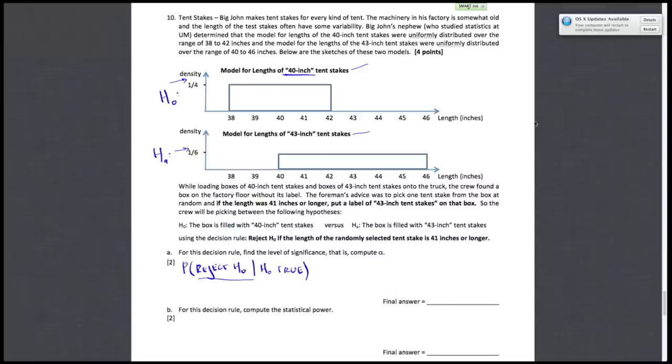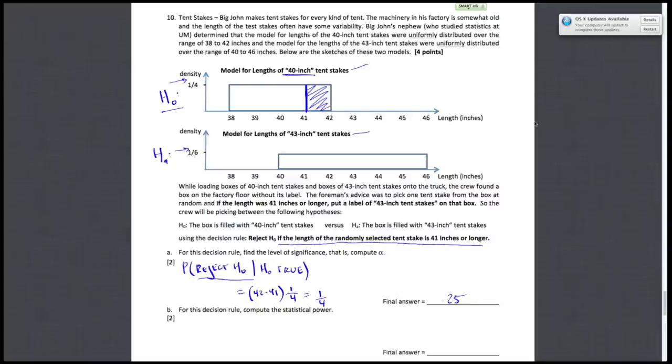So in this distribution, we want to find the probability of rejecting the null hypothesis. And we will reject the null hypothesis, right? Our decision is reject if the stake is 41 inches or longer. So what we need to do is find the probability of finding a 41-inch tent stake or longer under the distribution where the null hypothesis is true, which is this distribution. And to find the probability of a tent stake of 41 or longer, I'm just going to take this area under the curve, and that's just going to equal 42 minus 41 times the height, which is 1 over 4, which just comes out to be 1 over 4, or 0.25.